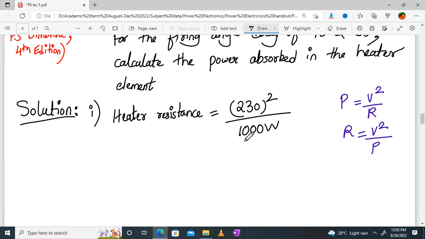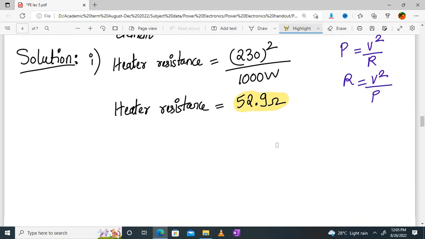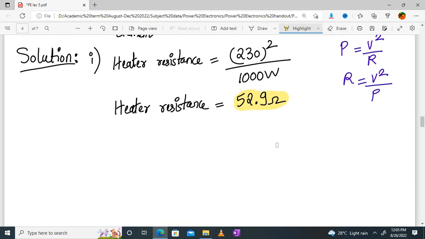How much is it? Yeah, correct. So the heater resistance is 52.9 ohms. So this is my resistor basically. Is everyone following how we converted the heater into a resistive element and how to find that resistance? Okay, now it is pretty straightforward.